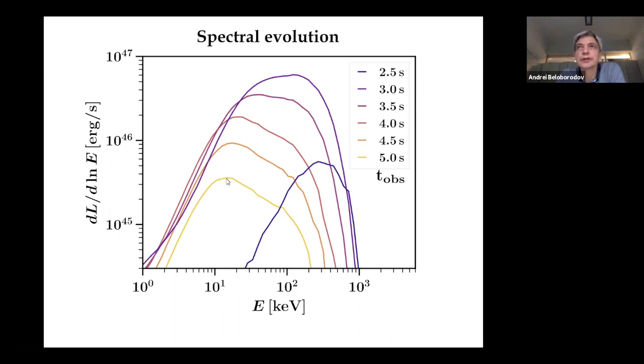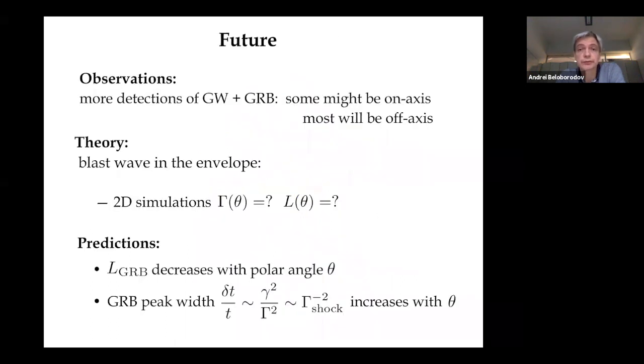So the bottom line is that this blast wave seems to give you the observed GRB just from first principles and within the accuracy of observation. And I guess I should stop now.